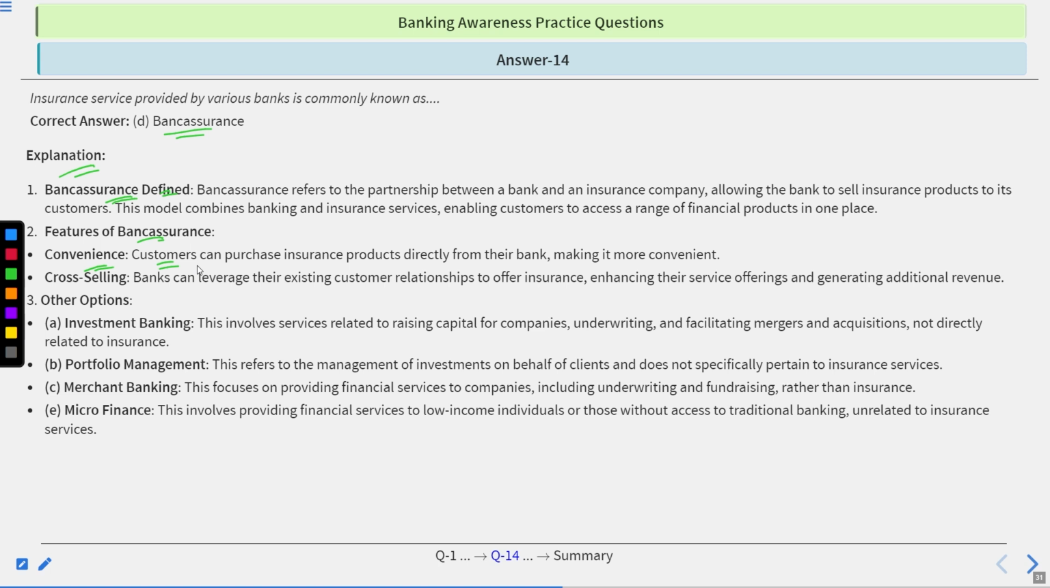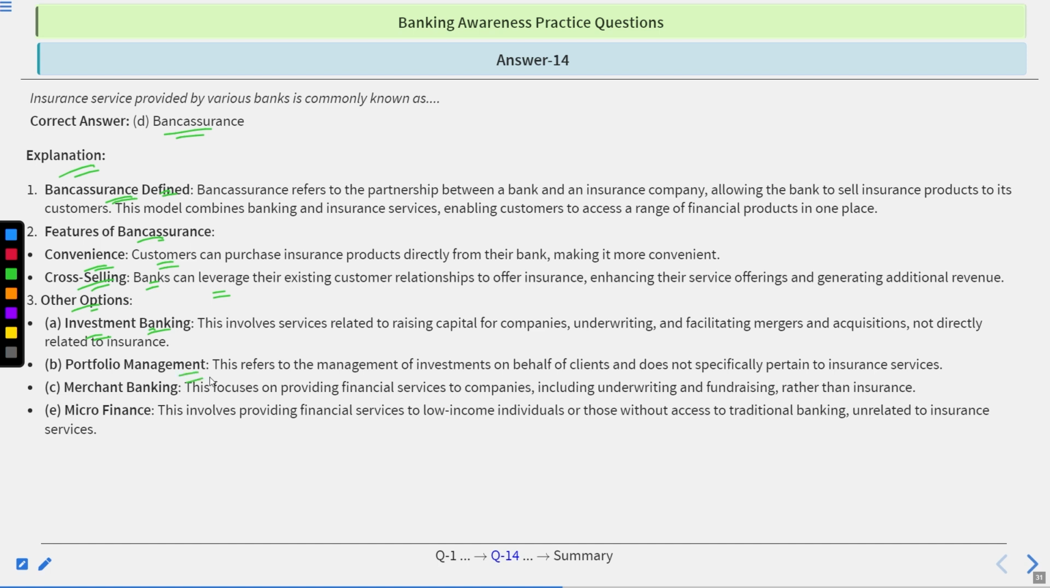Customers could purchase insurance products directly from their bank, making it more convenient. Cross-selling: banks could leverage their existing customer relationships to offer insurance, enhancing their service offering and generating additional revenue. Other options: investment banking involves services related to raising capital for companies, underwriting and facilitating mergers and acquisitions, not directly related to insurance.